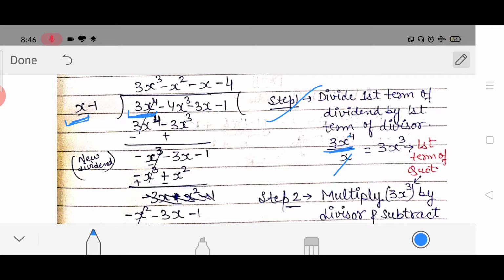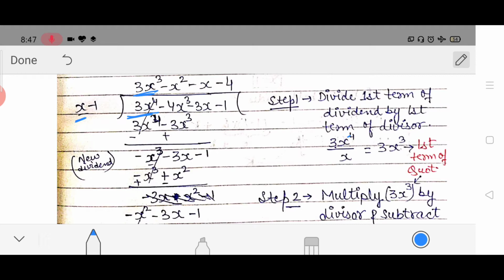So x and x cancel. How many x are left? x cube. So we get 3x cube. Now where should we write this 3x cube? We should write 3x cube in the quotient. So this will be the first term of the quotient. Okay, the first step is clear, I think. In the first step you just have to divide this first term by this first term and write the answer as the first term of the quotient.